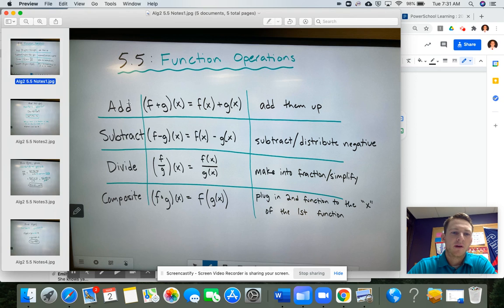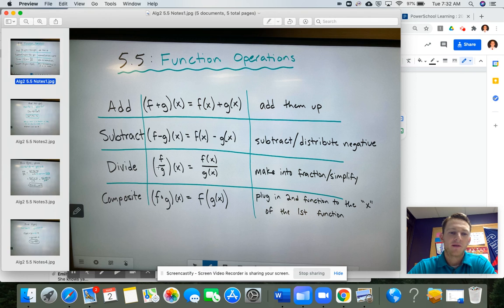So we have addition. We are going to see that as f plus g in parentheses. So f and g are going to be our functions, and it'll be like f of x and g of x. So we can see that f plus g of x is the same as f of x plus g of x, and we're just going to add them up just like you normally would. Same thing with subtraction, f minus g of x or f of x minus g of x.